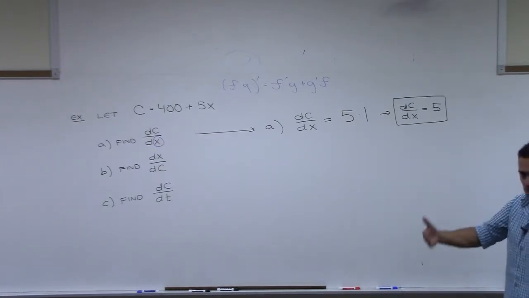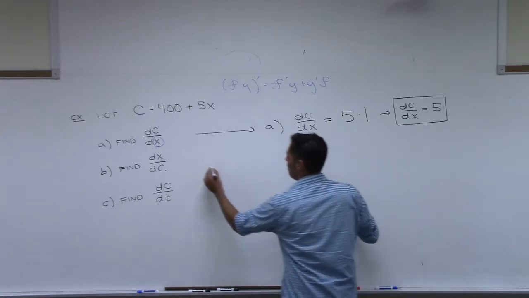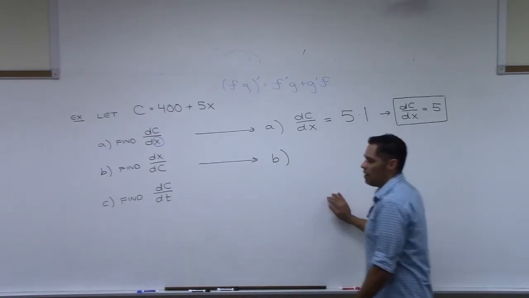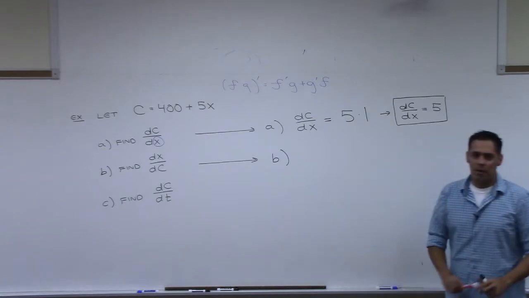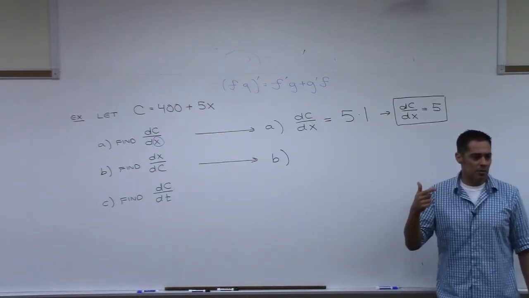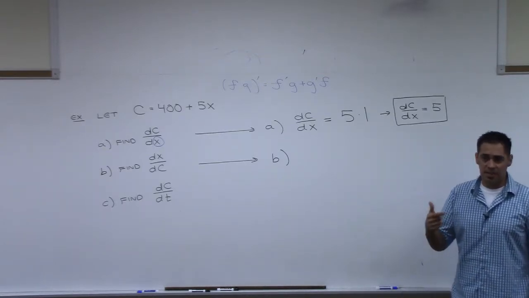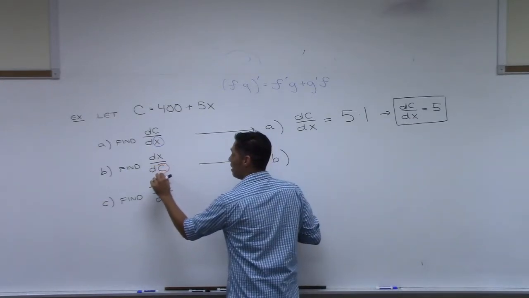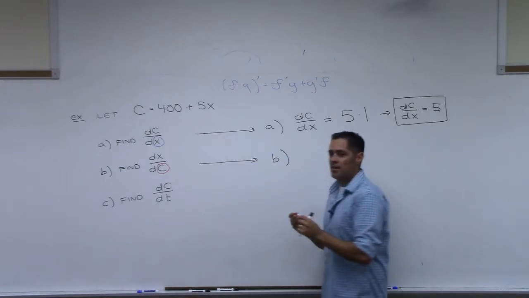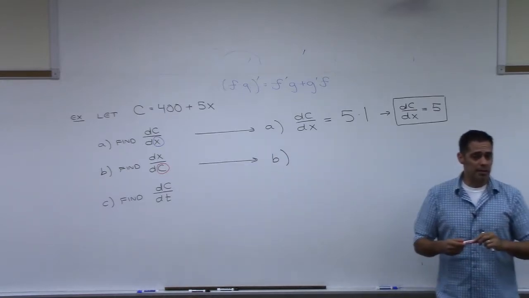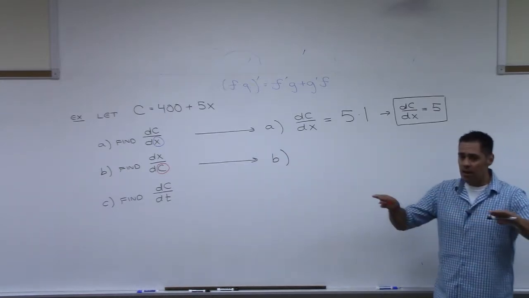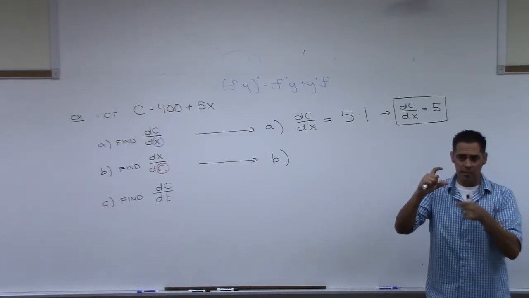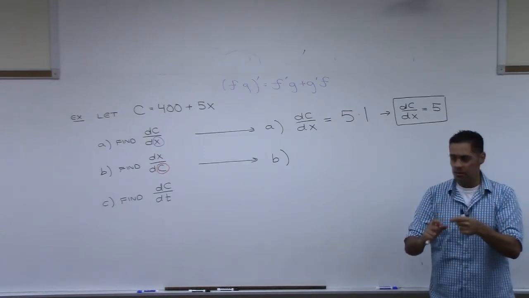Let's try the next one. Let's just see if this starts to flow at all. In the next problem, I'm differentiating with respect to what variable? C. That means if I see a C and I take its derivative, it will be 1. Anything else, it'll be d, whatever that variable is, over dc.